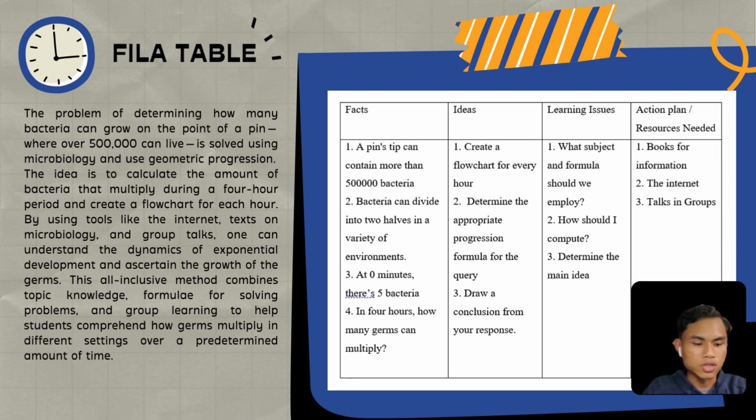For learning issues, we got what subject and formula should we employ. Second, how should I compute? And third, determine the main idea. For action plan, first we got books for information. Second, by using the internet. And third, talks in group.